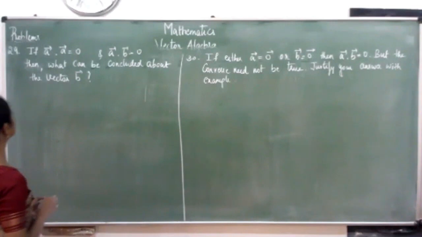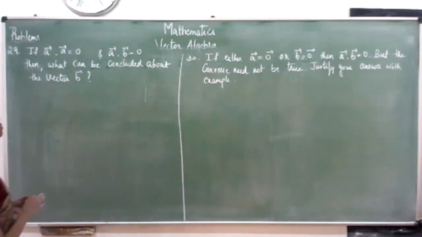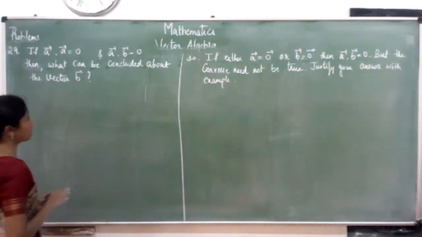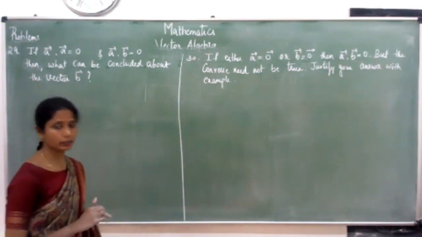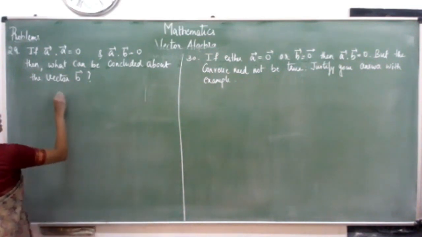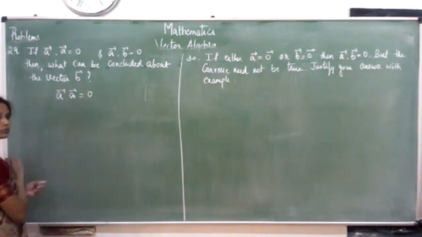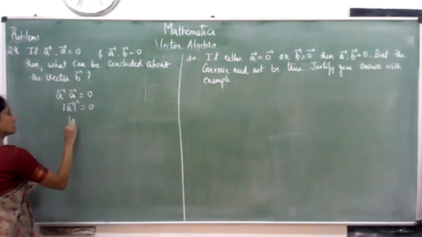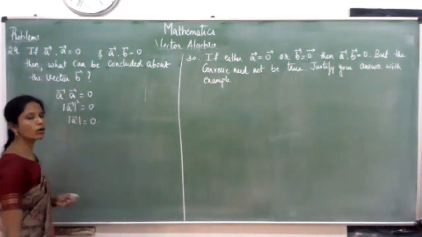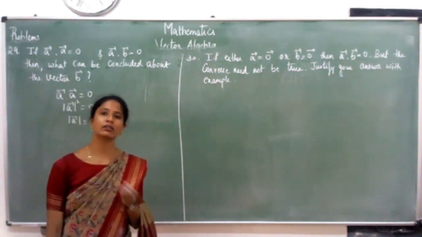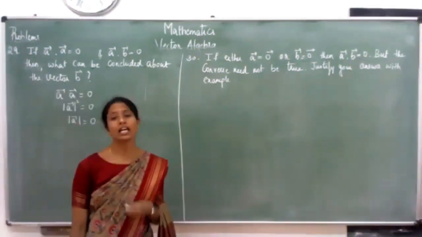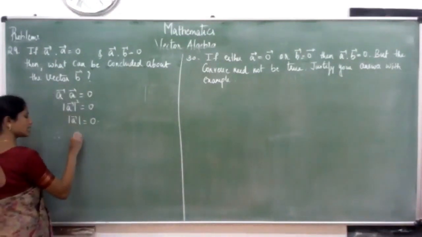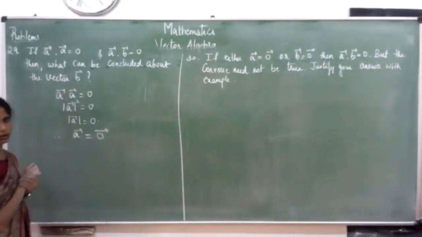Next problem. They have given that vector A dot vector A is equal to 0 and vector A dot vector B is also equal to 0. They have asked what can you conclude about vector B. So they have given vector A dot vector A as 0. Okay, so this implies magnitude of vector A whole square is equal to 0. This implies that magnitude of vector A is 0. When I say magnitude of any vector is 0, then definitely the vector will be a 0 vector. Therefore, I can say vector A is a 0 vector.